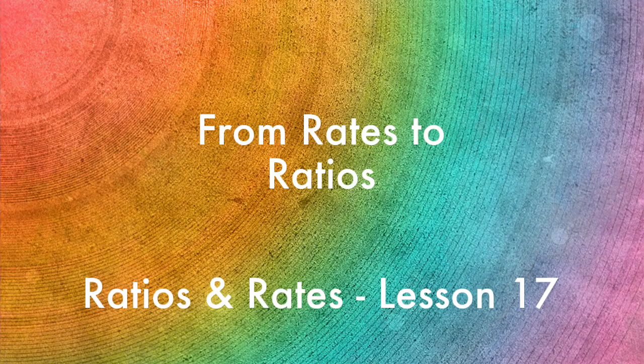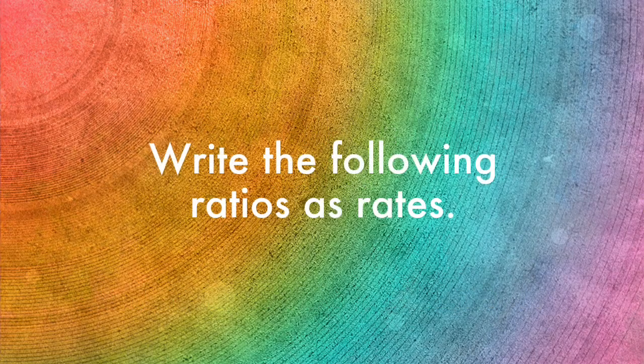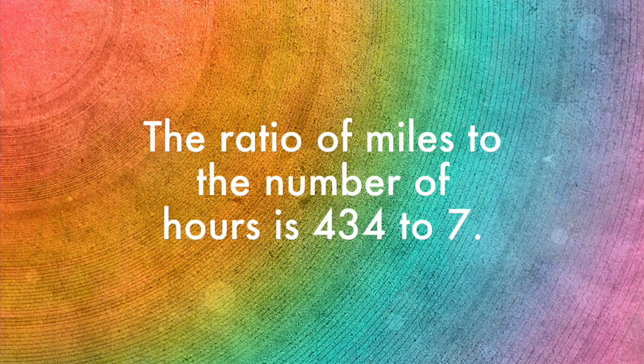This time we're going to do the opposite of our last lesson, and instead of going from ratios to rates, we're going to go from rates to ratios. First, I want you guys to write the following ratios as rates. So if I said that the ratio of miles to hours, let's say, is 434 to 7, how would you write this as a rate?